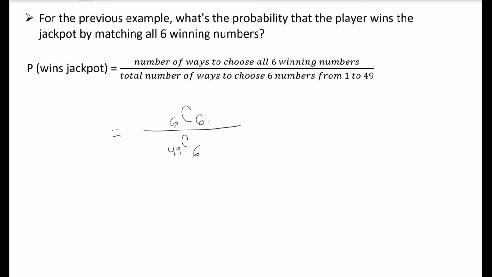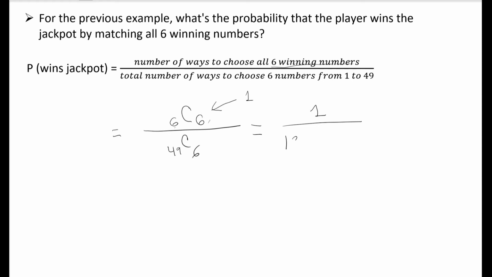So what does 6 choose 6 equal? Well, if you think about it, there's only one way of choosing the 6 winning numbers, and that is to actually choose the 6 winning numbers, right? So this answer should just be 1. If you actually calculate it, you would get 1 for this. So there's only one way of winning, that is to win. So the numerator is basically a 1. 6 choose 6 is 1, and then 49 choose 6, we did that earlier.